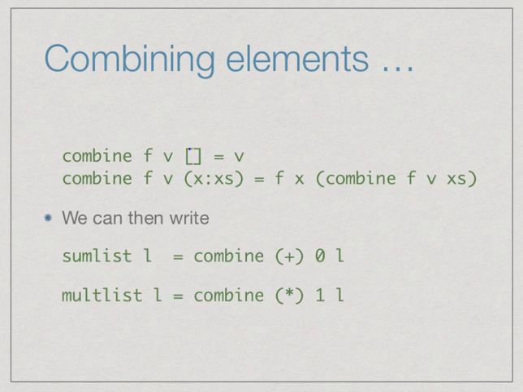This is then the way we can write our earlier functions. When we are doing sum list, the function is plus, and when we are doing multiply list, the function is times. The initial value for sum list is 0, and the initial value for multiply list is 1. So when we combine 0 as the initial value with the function plus, we get the sum of the numbers. When we combine multiply with the initial value 1, we get the product of the numbers.